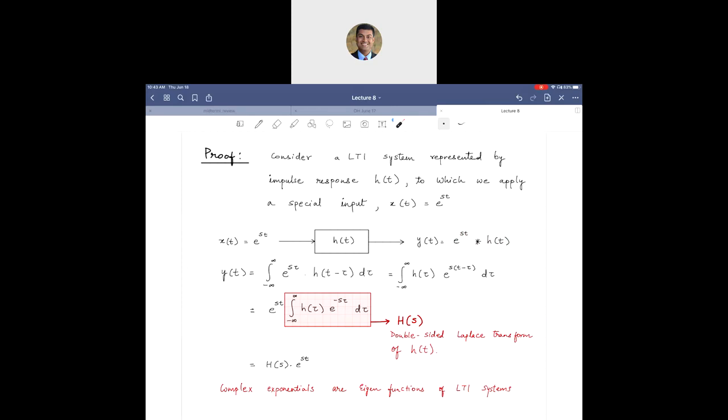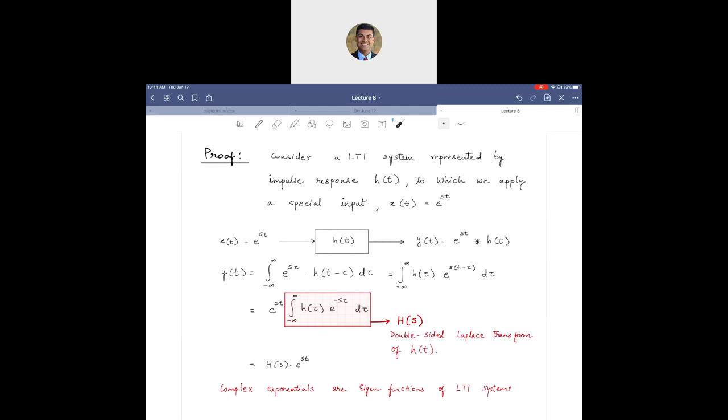So let's try to expand that into the convolution integral. y of t is equal to the integral from negative infinity to infinity of e to the s tau times h of t minus tau d tau. That's your convolution integral. Convolution is commutative, so I can write this as the integral from negative infinity to infinity of h of tau e to the s of t minus tau d tau. So I've just changed those signals around.